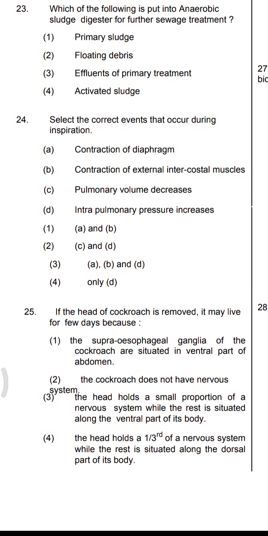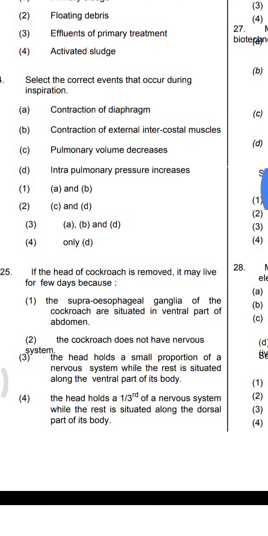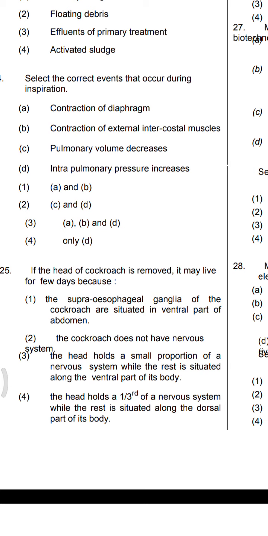If the head of a cockroach is removed, it may live for a few days because the supraesophageal ganglia of the cockroach are situated in the ventral part of the abdomen. Option 2, the cockroach does not have a nervous system. Option 3, the head holds a small portion of a nervous system while the rest is situated along the ventral part of its body. Final option 4, the head holds 1/3 of a nervous system while the rest is situated along the dorsal part of its body.